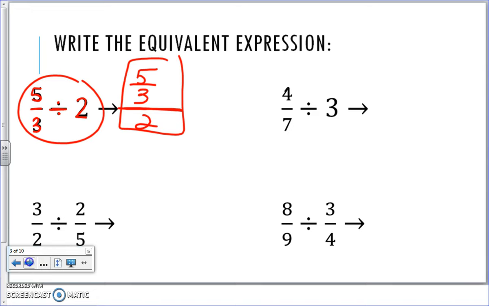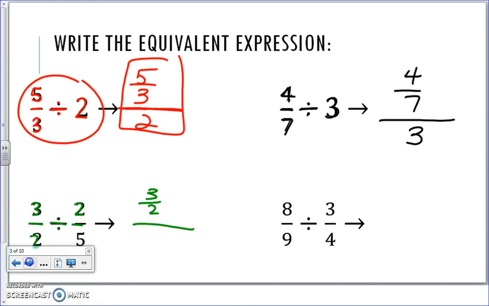All right, let's take a look at the next one here. 4/7 divided by 3. I'm going to write down my 4/7 first, and then my divide sign is this big fraction bar, and then 3. So those are equivalent statements. Or I could do 3/2 right here, divided by 2/5.